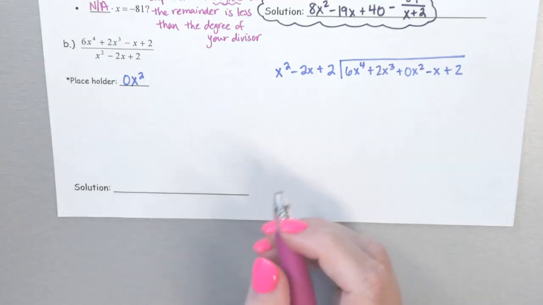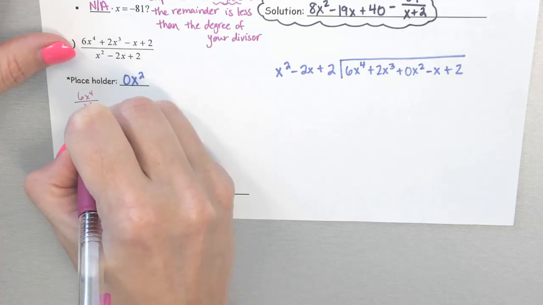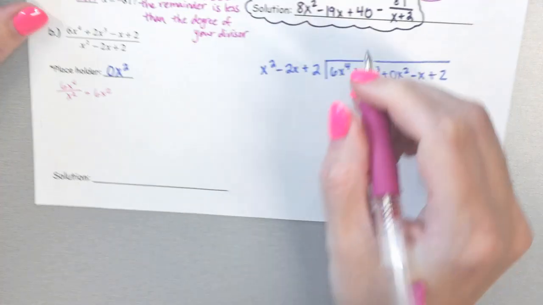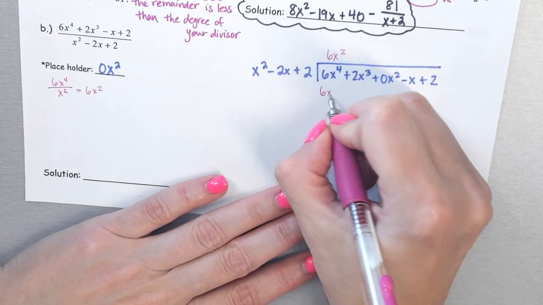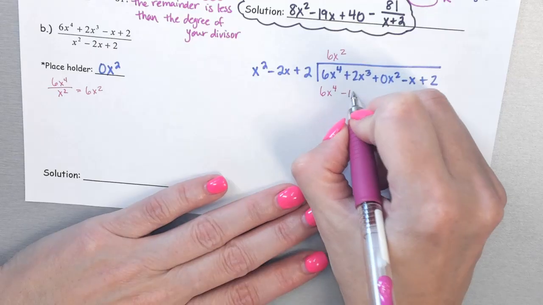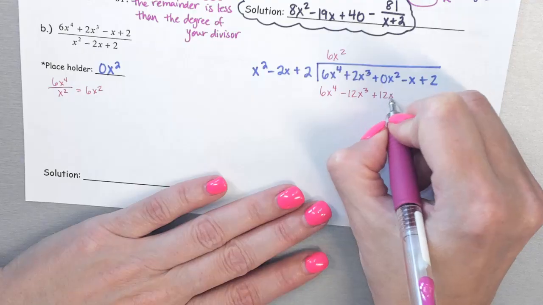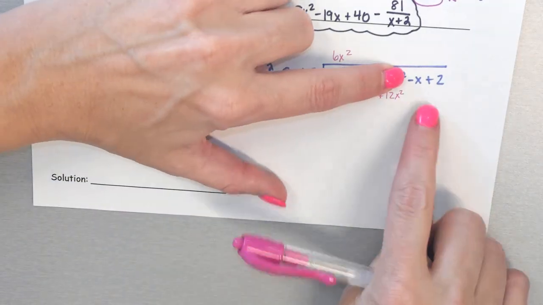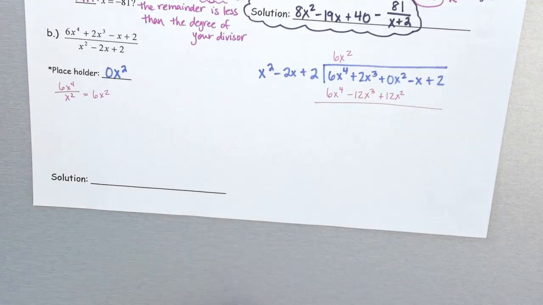So again, when you're starting this off, feel free to just do 6x to the 4th divided by x squared. So that would be 6x squared. That's what's going to go on top, and we distribute. So we have 6x to the 4th minus 12x cubed, and then this is where having this placeholder comes in handy, because if it wasn't there, you'd line it up with this, and some people might accidentally combine those together because they're stacked on top of each other, but for this, you don't want to do that. It's only your like terms.